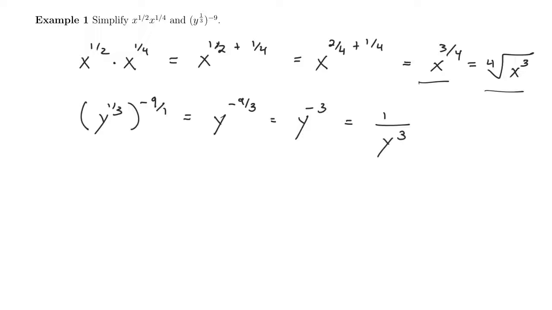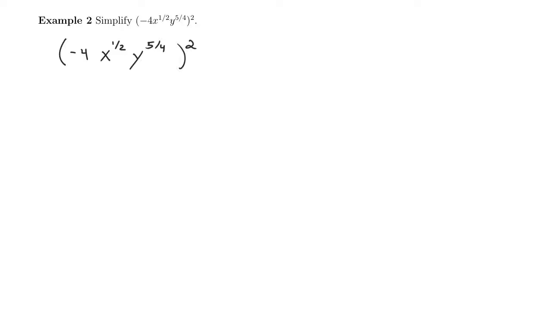So like I said, all of the rules that we already know for exponents apply to fraction exponents as well, and we'll try that in maybe a couple more complicated problems. So for example 2, here we have -4 times x to the 1/2 times y to the 5/4, and this whole thing is squared. So we could just write this expression down twice and combine some like terms, but I'm going to take the approach of breaking this up into pieces and squaring each part of it.